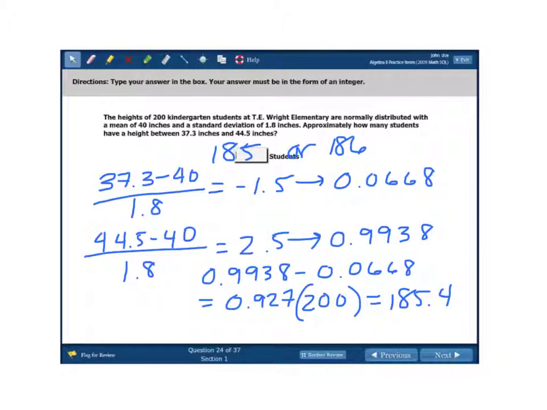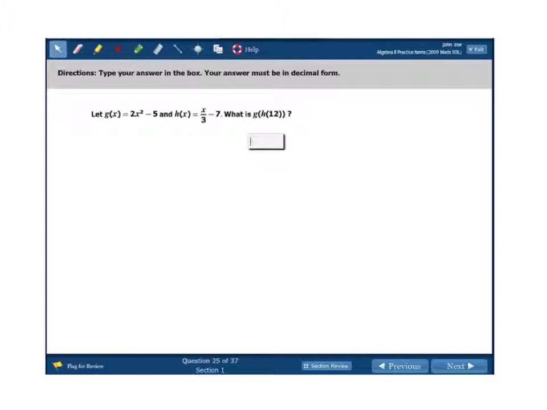Last question. Okay. I started the question, and I think I must have hit the pause button, so let's start it again. Type your answer in the box. Type your answer in decimal form. Let g of x equal 2x squared minus 5. h of x is x over 3 minus 7. What's g of h of 12?